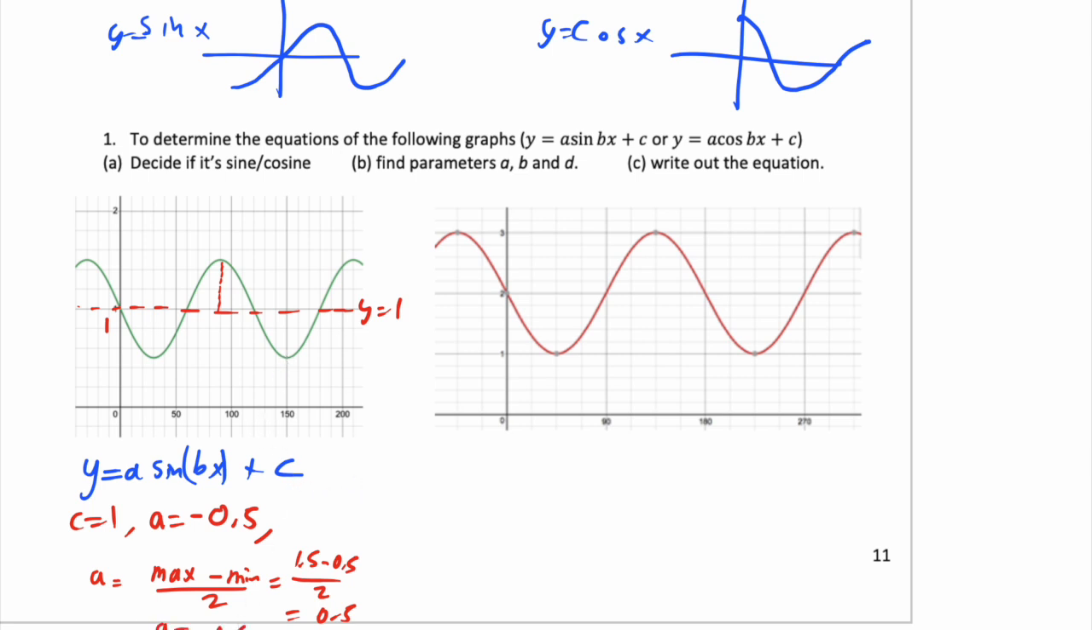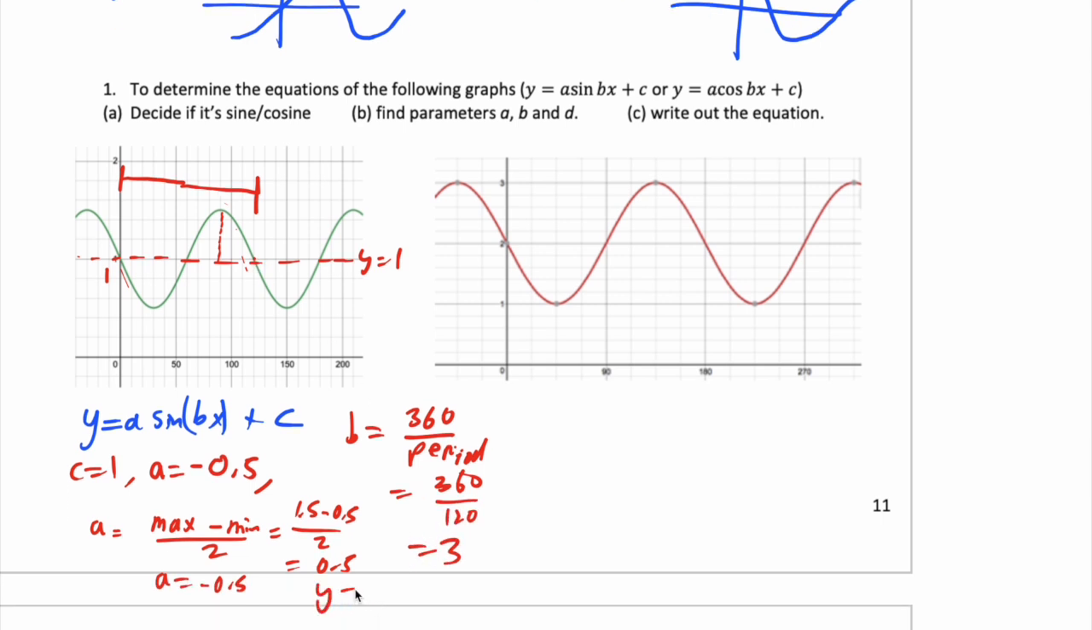The b value is always equal to, and you have to remember this formula, 360 divided by the period. And the period in this case is the length of a full cycle. So this is the length of a full cycle, right? And that looks like 120. Okay, that's 120, so 360 divided by 120 equals 3. So b equals 3. So you can say y equals negative 0.5 sine 3x plus 1.